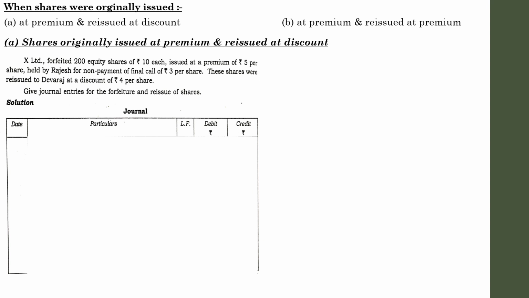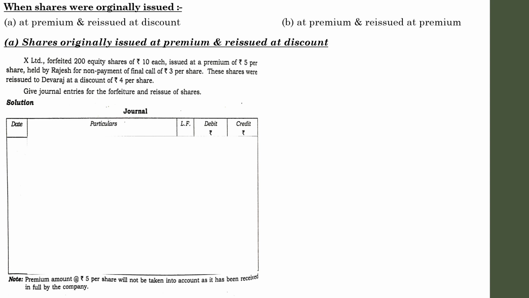Let us begin with the first one. Whenever there is a reissue of shares, even if the question does not mention anything about the forfeiture, you have to pass the journal entry for the forfeiture prior to the journal entry for the reissue. That is the concept. So first of all, let us begin with the preparation of the journal. I believe you all know the format of a journal. Let us begin with the forfeiture entry.